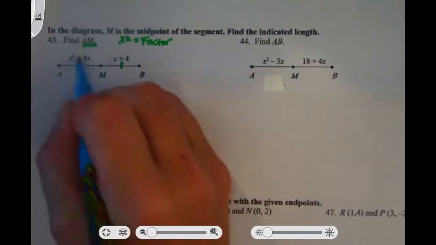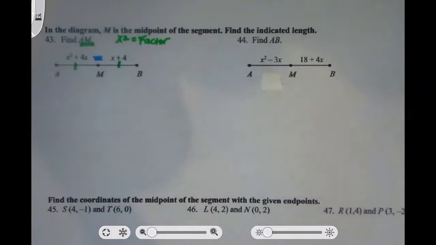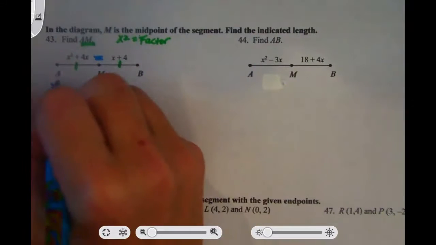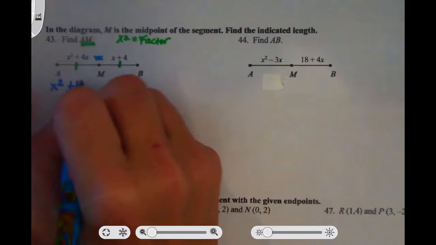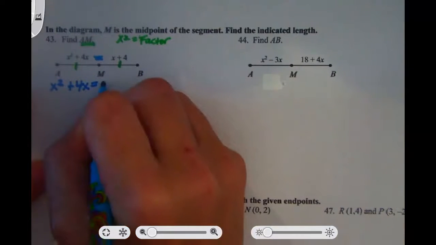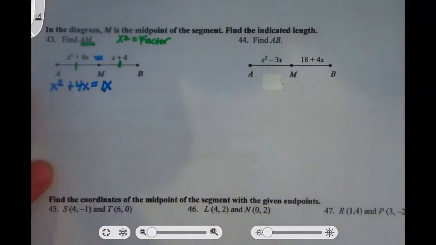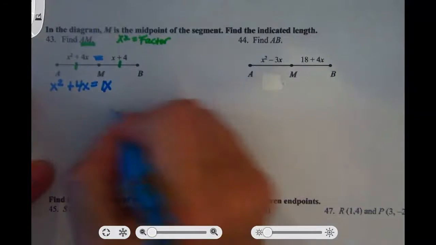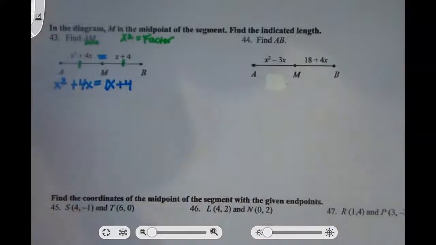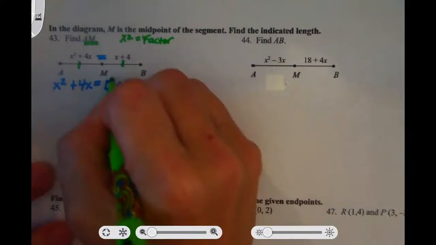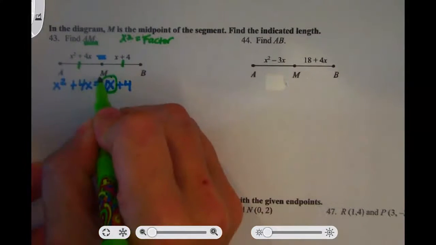We know that this side equals that side. So we're going to do x squared plus 4x equals, I'm going to put a 1 in front of there, 1x, and then plus 4. So this is the one where we have to take everything to the other side by adding or subtracting. So I just go one at a time. So I take this over, and I line them up.